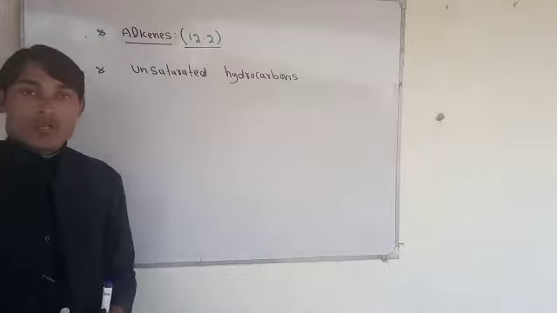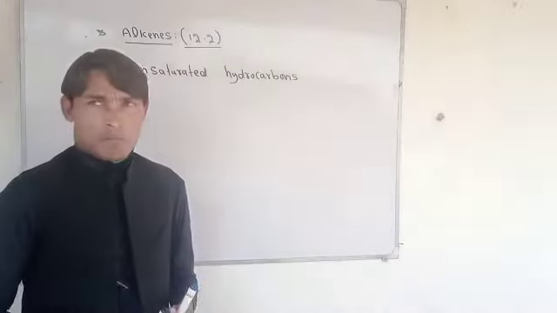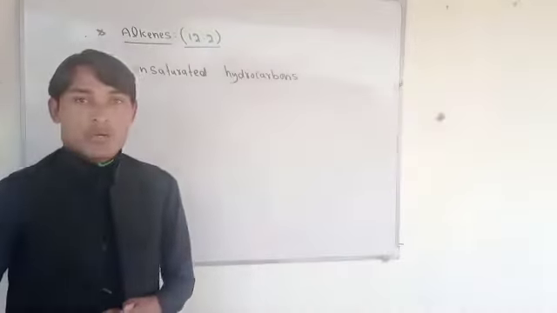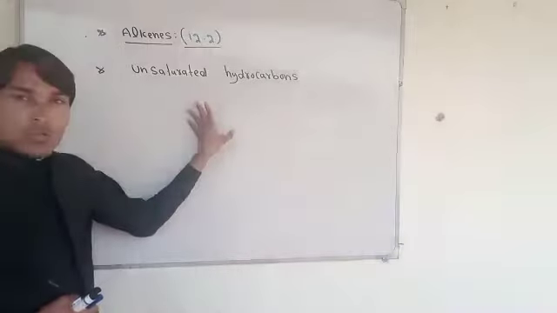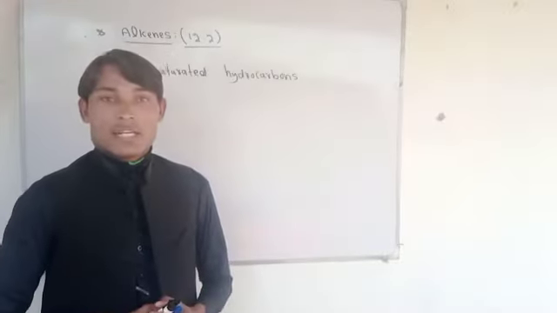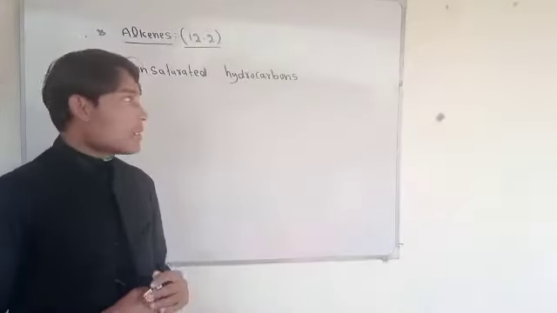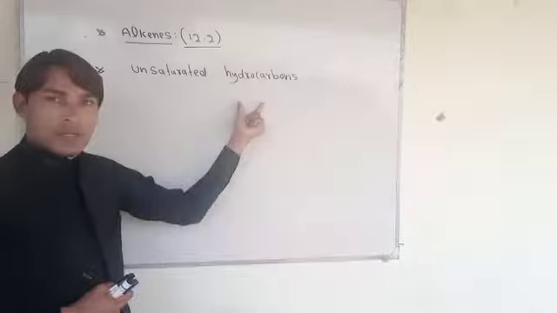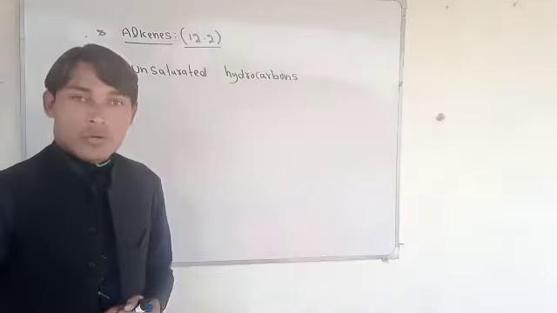Now as we know, we have divided organic compounds into two categories. One was saturated hydrocarbon and the second was unsaturated hydrocarbon. Saturated hydrocarbons are those which contain single covalent bonds, and that was about alkanes, which we have discussed before. Now we are going to talk about alkenes. So alkenes are called unsaturated hydrocarbons. Unsaturated hydrocarbons are those which contain double and triple covalent bonds.